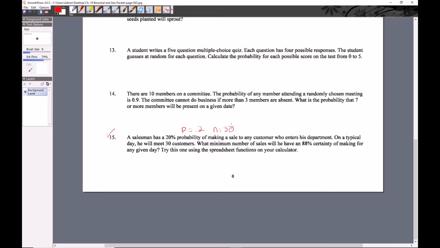And I was all set for a whole bunch of easy questions, except after that, it got weird because they now want to know what minimum number of sales will he have an 88% certainty of making for any given day. And I'm thinking, wait a minute, that number there is a probability. And they're actually asking for an X value. And I'm thinking, okay, that's going backwards. In other words, it's almost like an inverse normal. It's kind of like an inverse PDF.